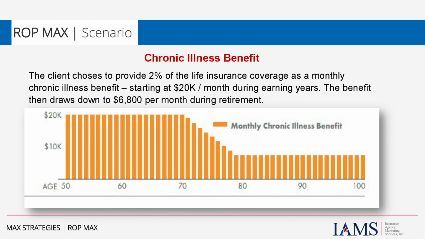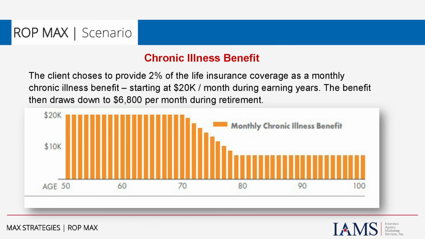So now we're going to look at the chronic illness benefit. As we discussed earlier, you can see that it's going to provide 2% of the face amount. So in those earlier years when Hank is covered for $1 million, he's going to have access to up to $20,000 per month for chronic illness or long-term care. As the face amount draws down, the chronic illness amount does reduce as well. Again, it's going to come down to about $6,800 per month once his face amount is decreased to $340,000.